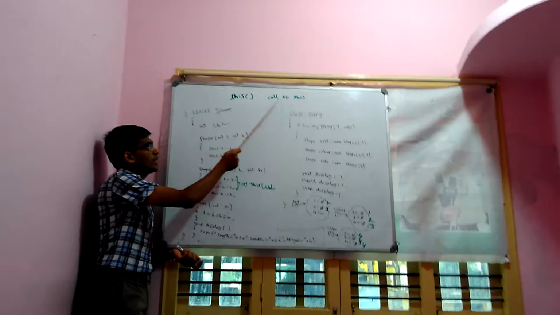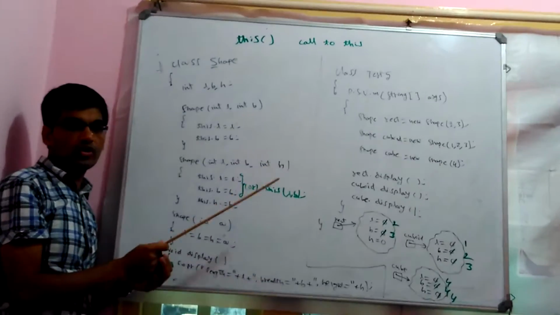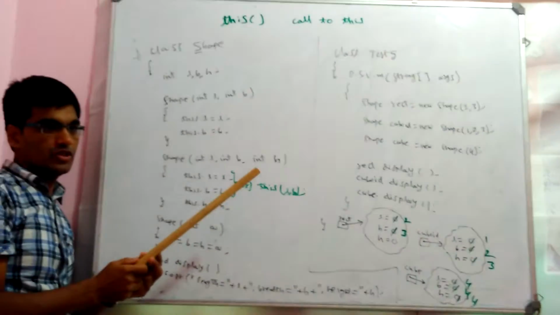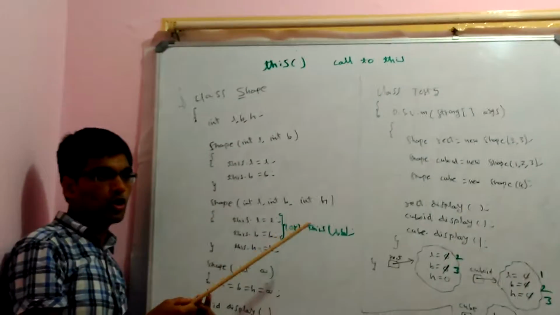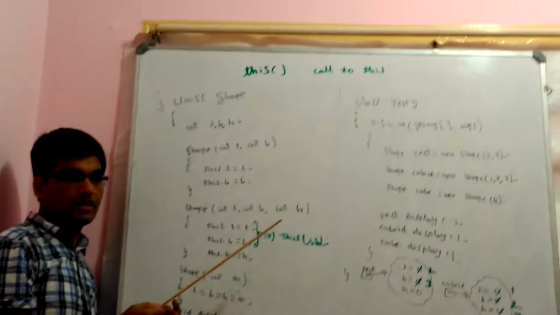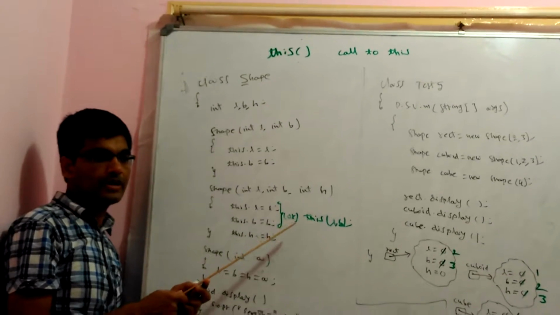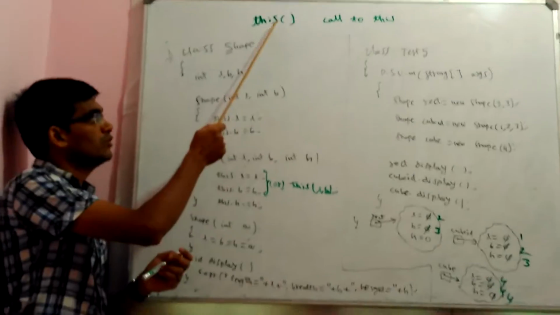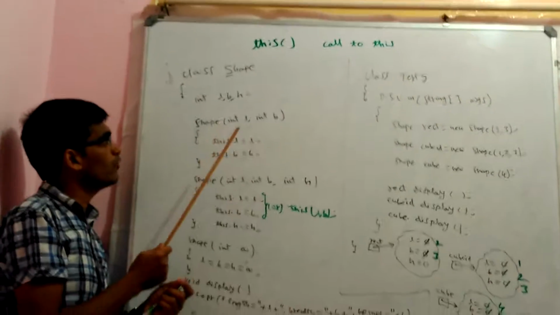So, as we have seen, call to this is used to call the constructor of the same class. Based on whether you are passing any arguments, the argument constructor will be called. If you are not passing any arguments, then the default constructor will be called using call to this. So here we have one more program.